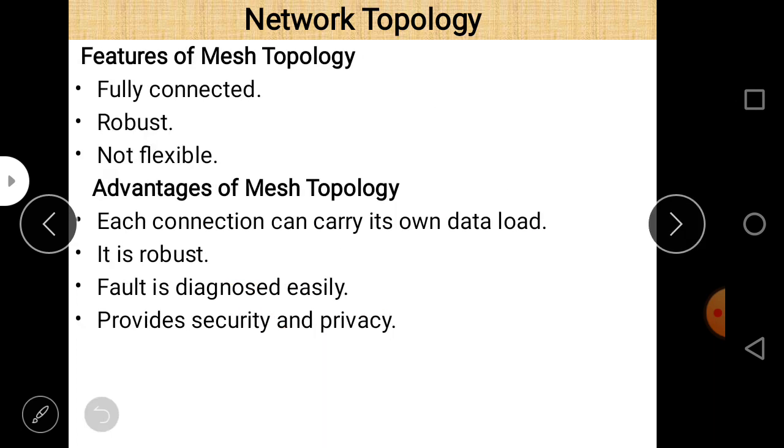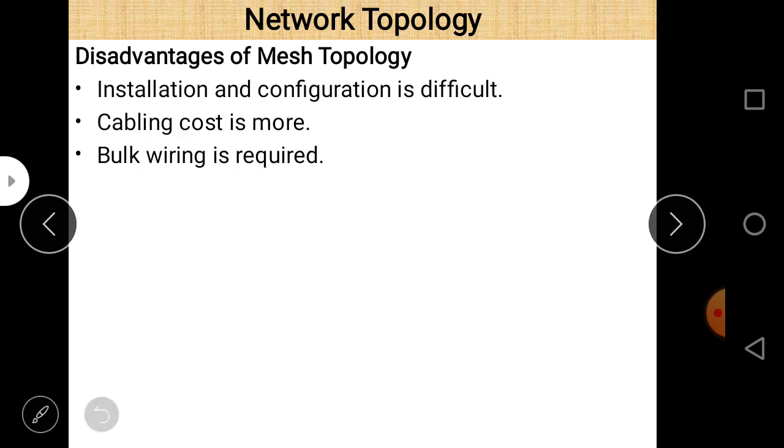Now the features of mesh topology: fully connected, robust, and not flexible. As far as advantages are concerned, each connection can carry its own data load. It is robust, faults are diagnosed easily, and it provides security and privacy. So these are the advantages of mesh topology. As far as disadvantages are concerned, installation and configuration are difficult, cabling cost is high, and bulk wiring is required. So basically the main disadvantage of mesh topology is bulk wiring.